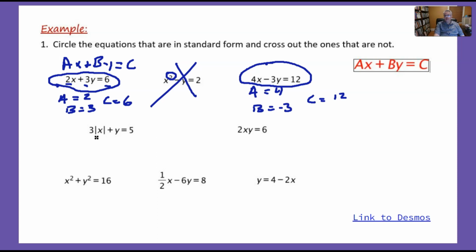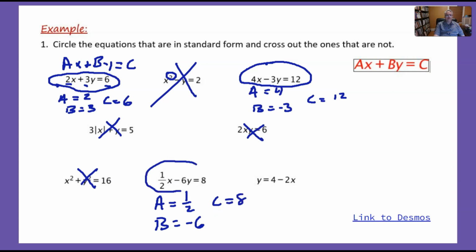This one has an absolute value. No absolute values. Cross that one out. This one, the variables are being multiplied. Can't have that. It's just a number times x plus a number times y equals a number. Can't have that either. Oh, this one has x squared and y squared. Forget about it. All right, this one has a number times x and a number times y equal to a third number. So we could say this one, a is 1/2, b equals negative 6, and c equals 8. Well, let's say this is in standard form.